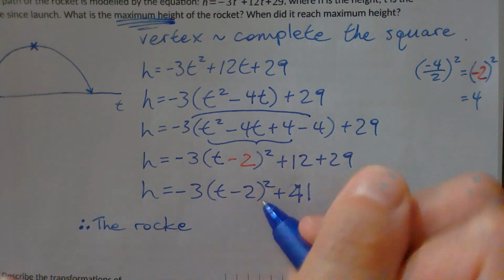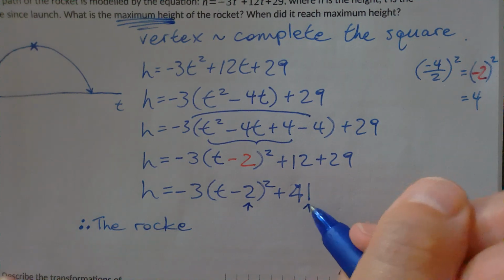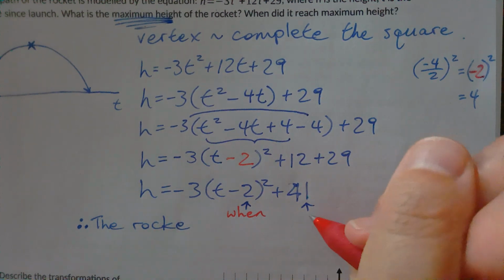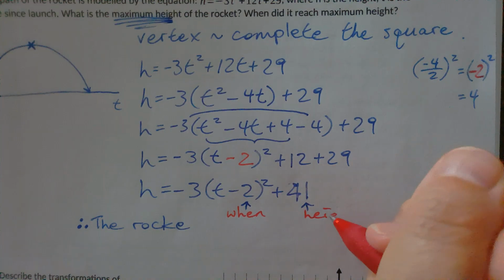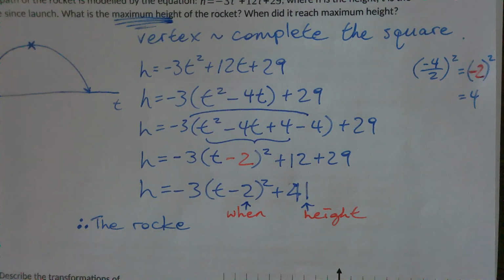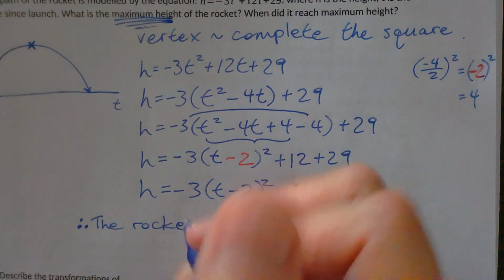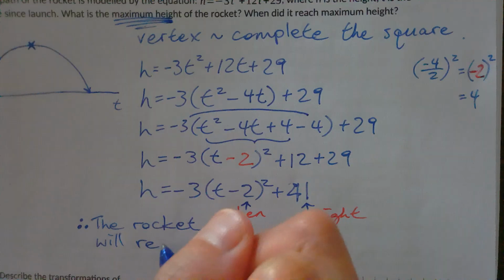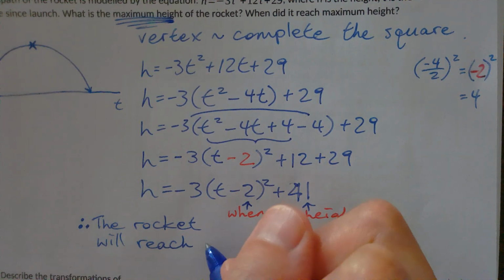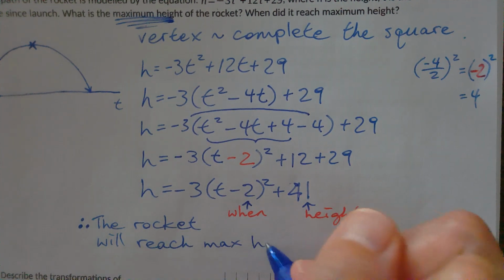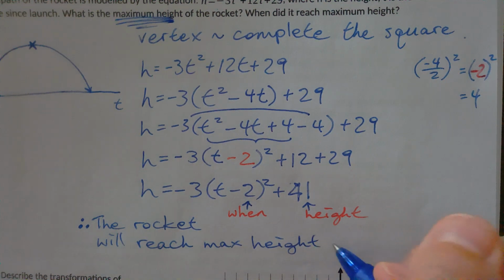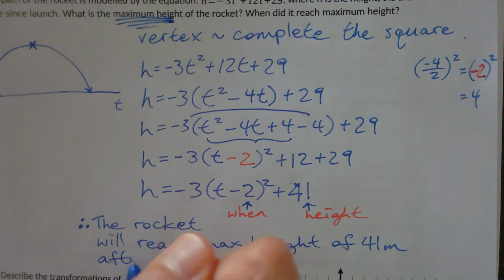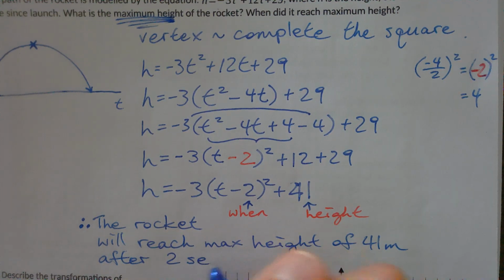Perfect. So remember this is your when, and this is your height. Okay, because this is in vertex form. So the rocket will reach a maximum height of 41 meters after 2 seconds.